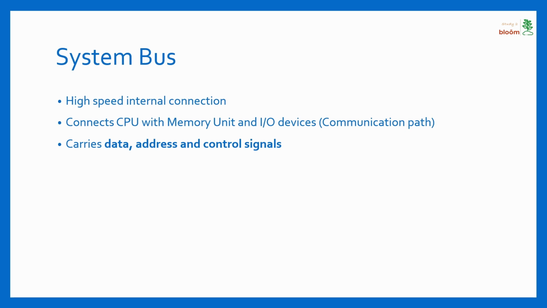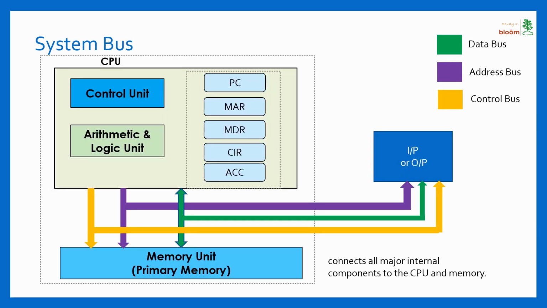System bus is the high-speed internal connection which connects the CPU with the memory unit and input-output devices. It carries data, address, and control signals. In this diagram, we can see the three buses. Both address bus and control bus are unidirectional buses. The control bus carries signals from the control unit to the memory unit or input-output devices. So it is a unidirectional bus.